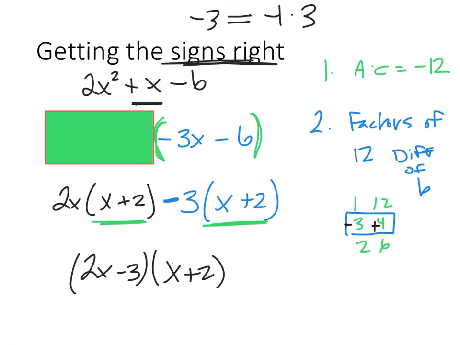Now, I did this a little bit differently than what I did before, but we have our greatest common factor here, the 2x minus 3, and then we have 2x minus 3. So they're still accounted for. It's just that we can write them however we want to. And so that's going to do it for factoring by grouping.